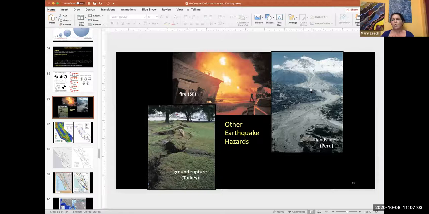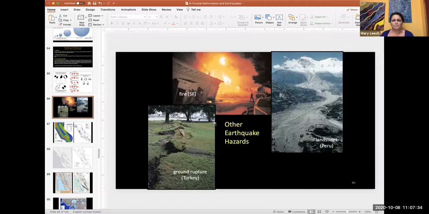Fire is a big one. So this happens to be after the Loma Prieta quake. There was fire in San Francisco. Why? In part because gas lines are ruptured and things can spark a fire relatively easily. Someone lighting a cigarette or someone turning the gas on after a quake can do it. So you need to be aware of that.